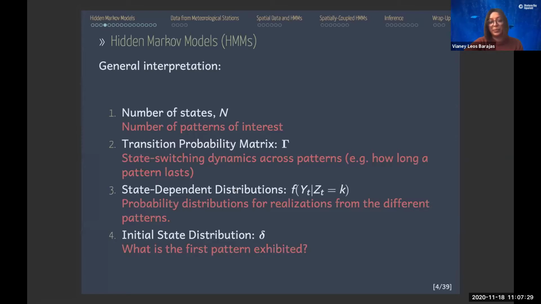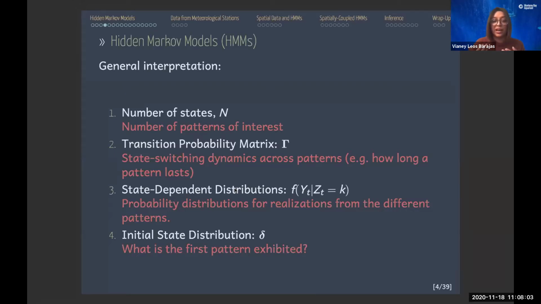So why would we actually apply a hidden Markov model to something? We usually apply it to sequential data and time series data. The number of states means there's a number of patterns of interest that you want to identify across the time series. Your transition probability matrix then is, now that maybe you have 3 patterns of interest that you want to identify in this time series, you ask what is the state switching dynamics across those patterns? If I'm in pattern 2, how do I switch? Is it likely that I'm going to switch then to pattern 3 or to pattern 1? How long do I stay in pattern 1?